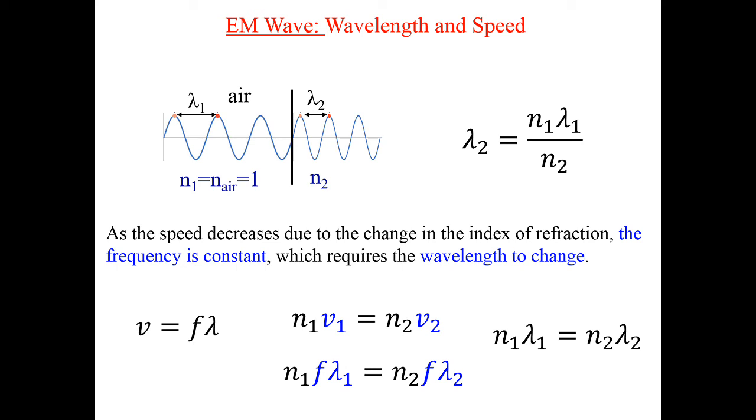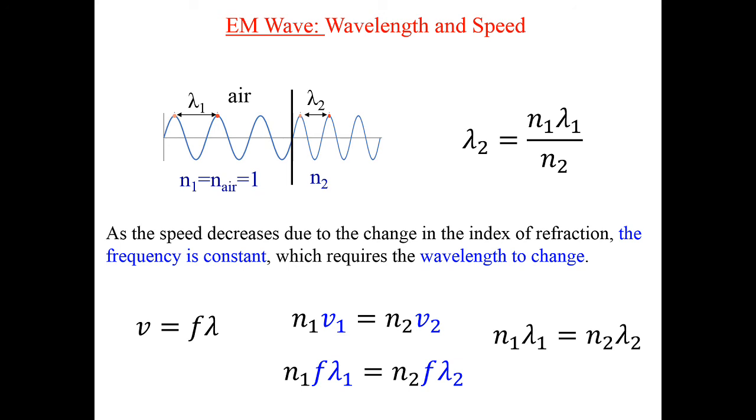We can derive this pretty quickly. The speed of light is the wavelength times the frequency, and n1 times the velocity of 1 is equal to n2 times the velocity of 2. We replace the velocity with the frequency times the wavelength on both sides, and then divide both sides by frequency, since that's the same. That gives us n1 lambda 1 is equal to n2 lambda 2. The formula from before is just dividing out the n2 and isolating lambda 2.